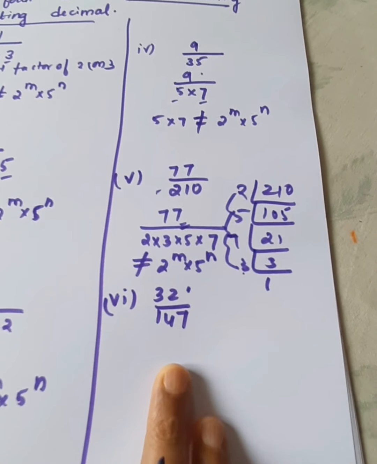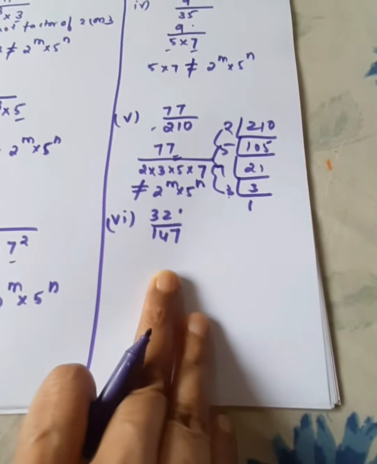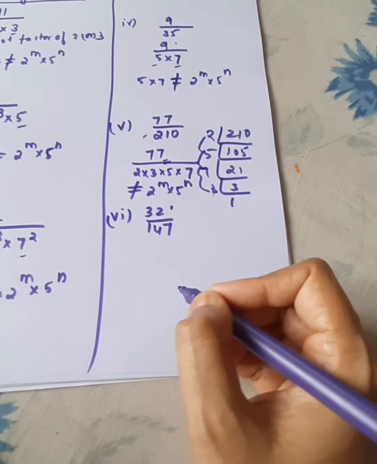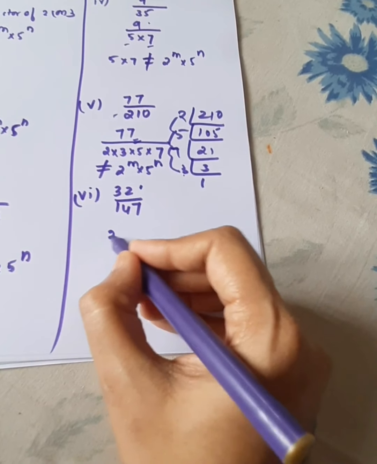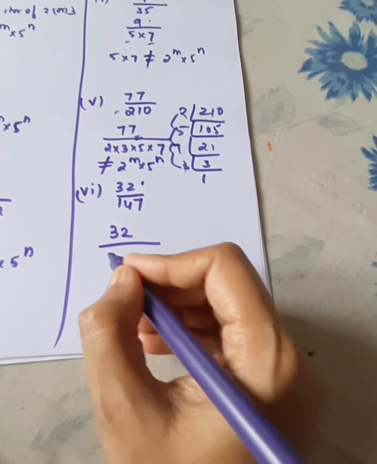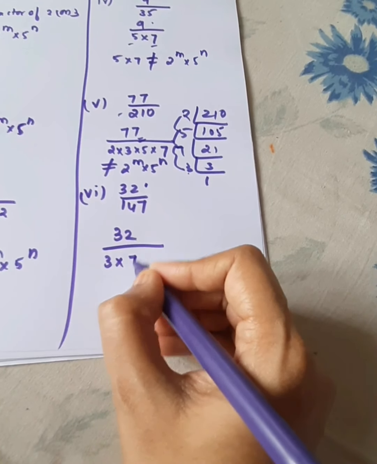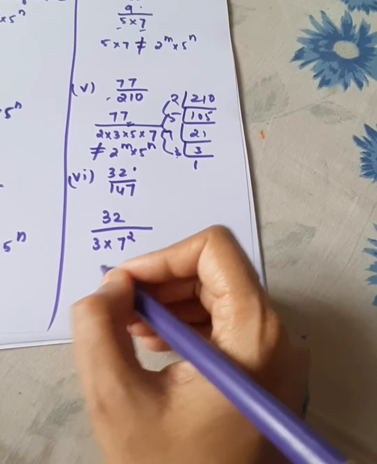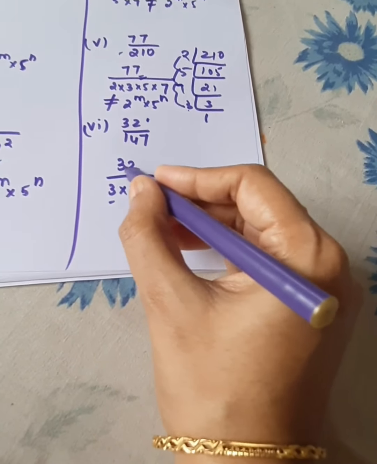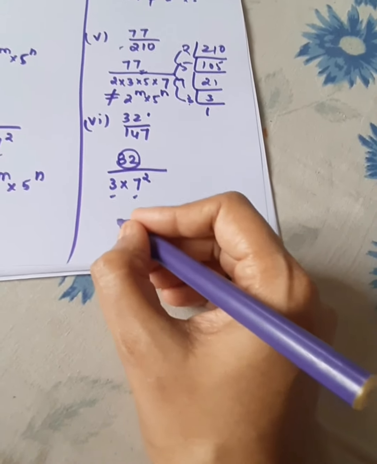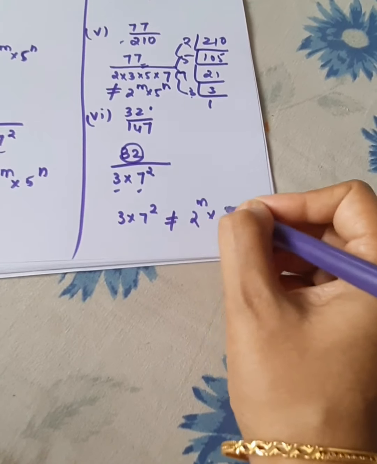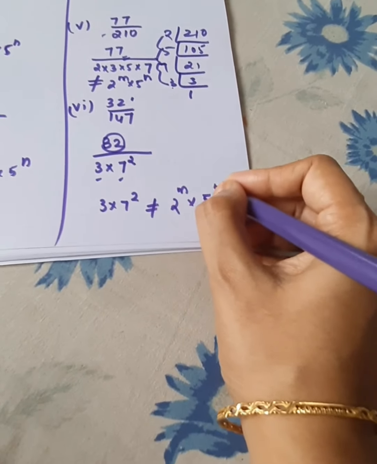Next, 32 by 147. 147 can be written as 3 into 7 to the power of 2, that is 49 into 3. So this is again not of the form 2 to the power of m, and 32 is not a factor of 3 and 7, so it is already in the simplest form, but it's not of the form 2 to the power of m into 5 to the power of n. So this is also non-terminating.